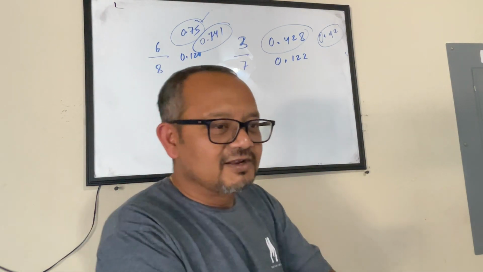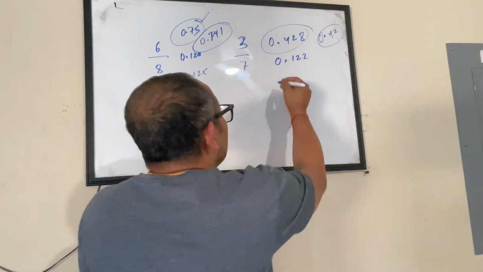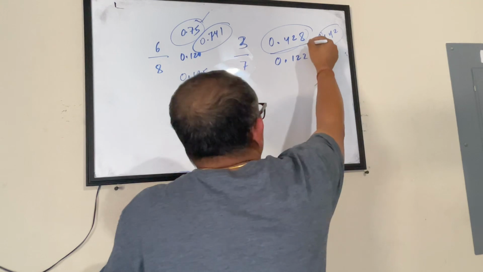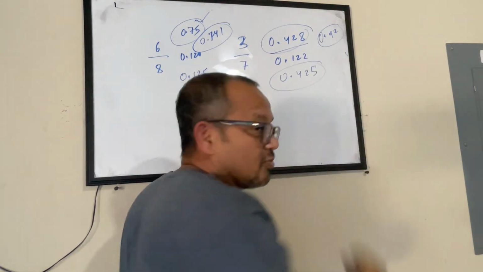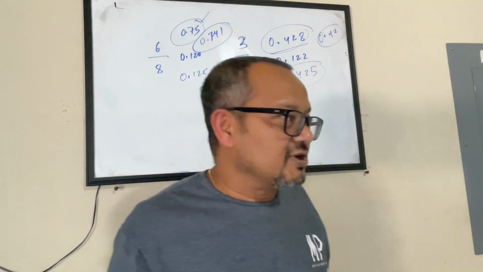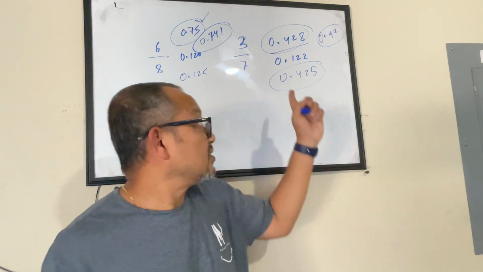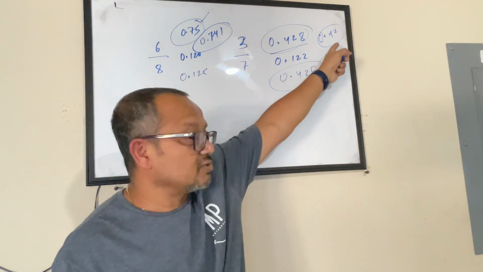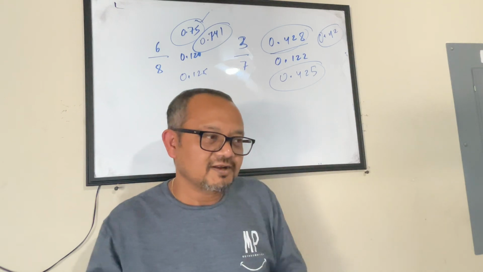Okay. Sally, what did you get? I got 0.425. Okay, see, this is the reason why I get confused. I got 0.42. Okay, so 0.42. Okay. How about you, Tasvik? Still working on it.